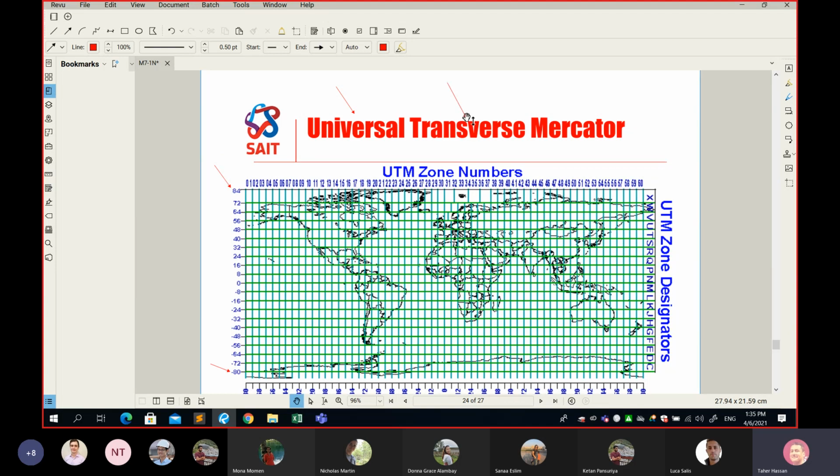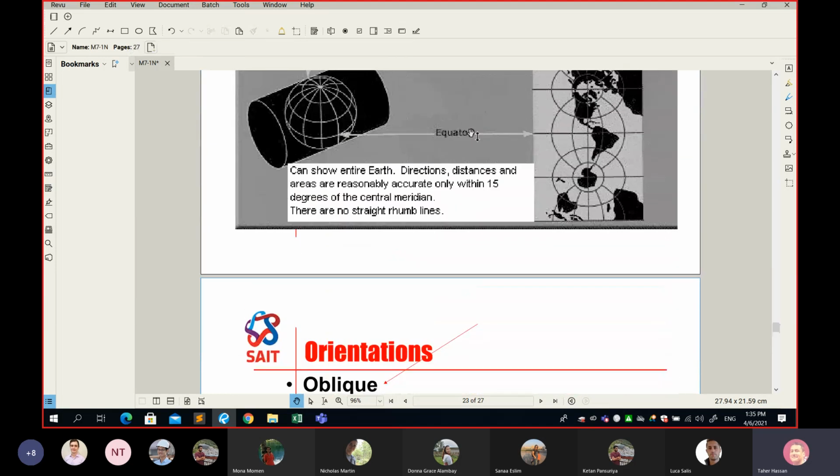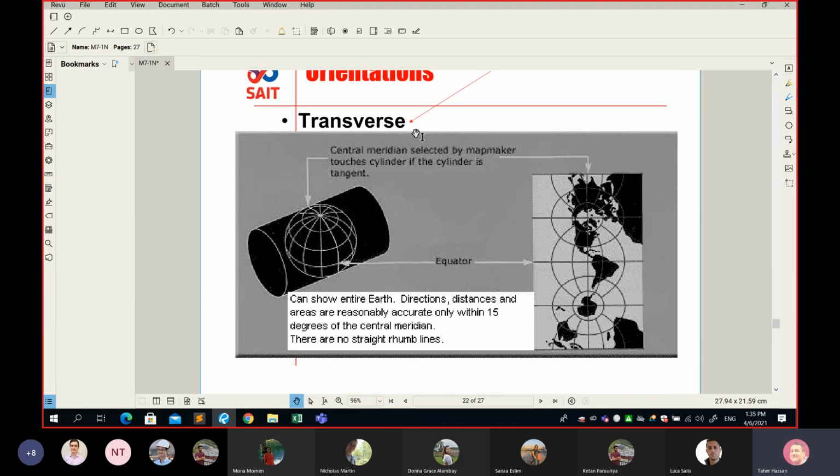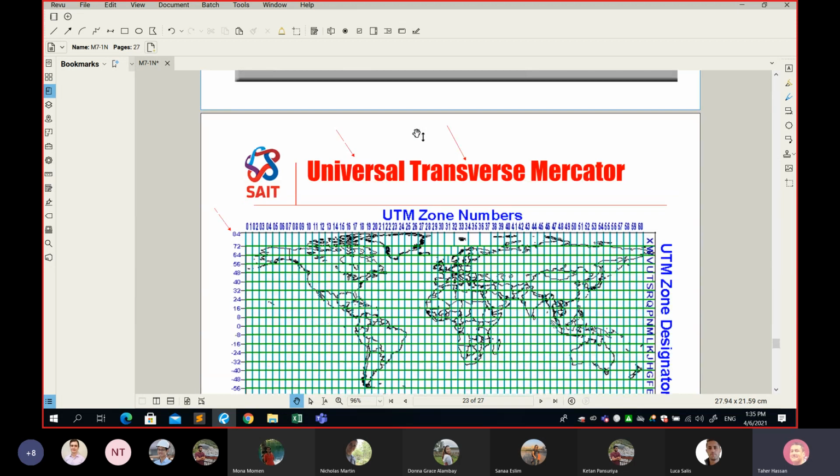What does it mean, transverse? We said it already. Transverse means the cylinder is rotated by 90 degrees. That's the meaning of transverse. And then finally, Mercator. Mercator is the person that invented this projection. And guess what? This guy was not really a surveyor. This guy was a mathematician.